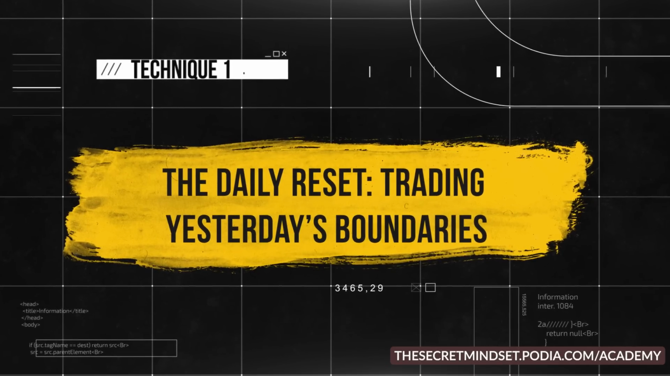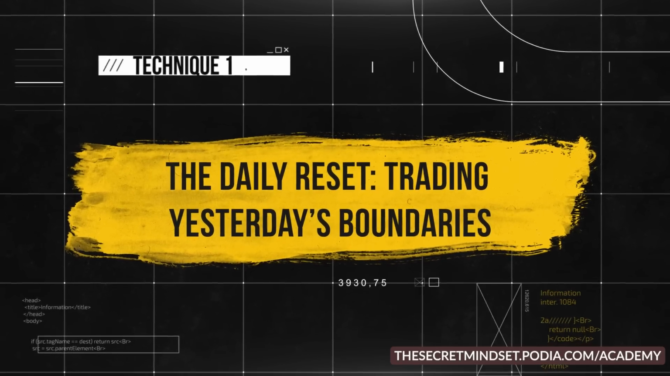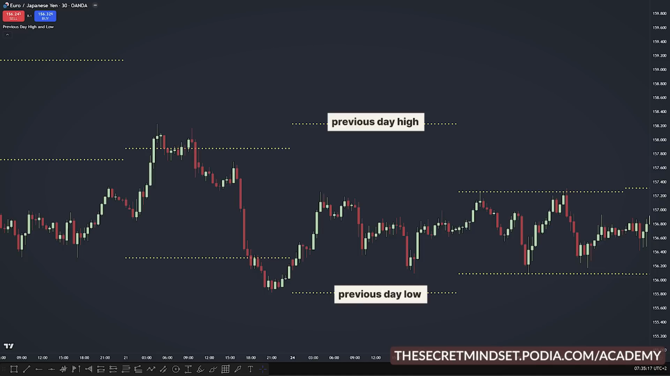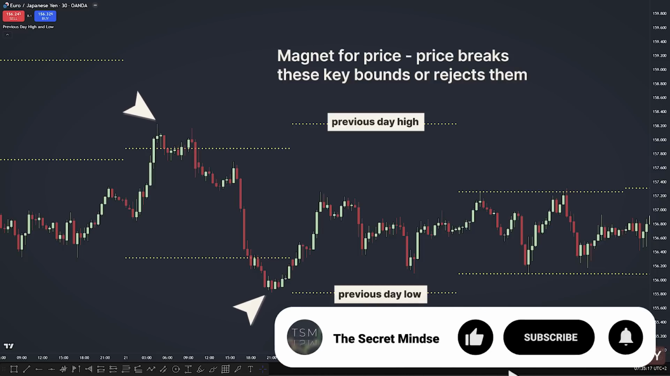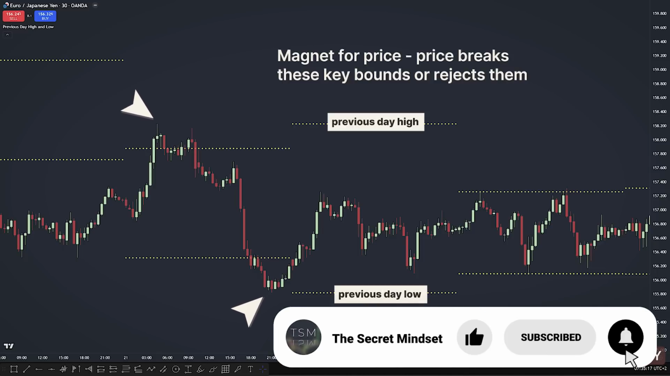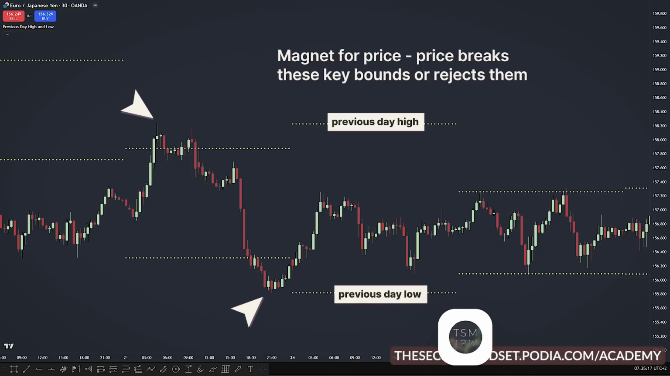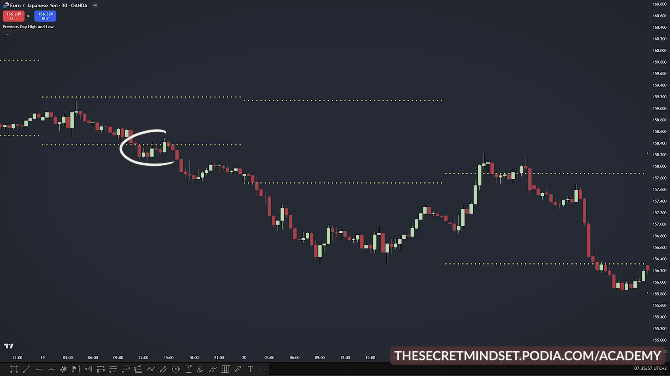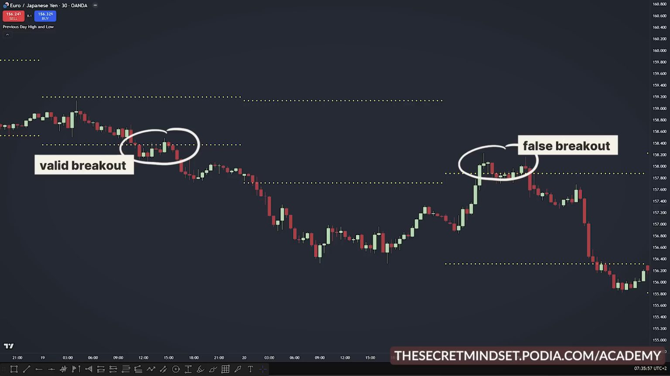Mark the previous day's high and low, then watch how price interacts at those levels. This area often works like a magnet, drawing attention from both buyers and sellers. You want to monitor if price breaks these key bounds or rejects them. Scalpers keep their eyes on these breakouts, looking for a quick burst. A successful breach can lead to short-term buys. If the break stalls or fails, they may close out fast, expecting a slide back into the day's range.